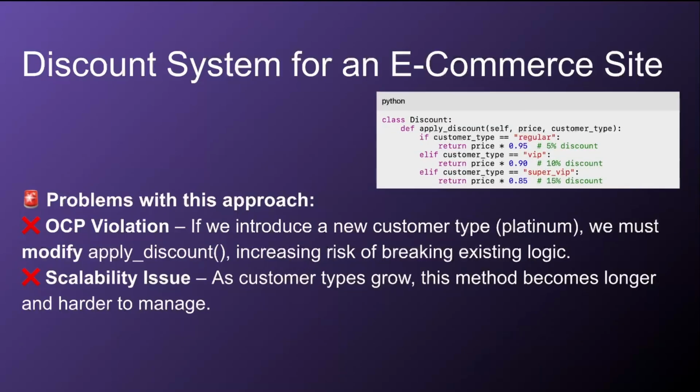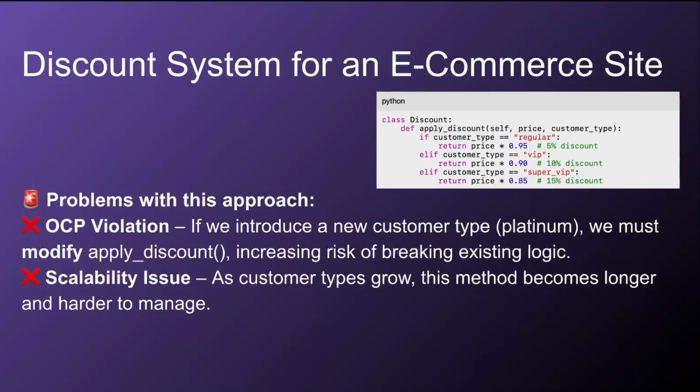So, problems in this approach. First of all, it's a clear violation of OCP. The reason is that, suppose we introduce a new customer type, platinum. Now we need to modify this apply_discount method and add an elif, customer type equal to platinum. So it is modifying the existing Discount class and the existing apply_discount method, and it can obviously increase the risk of breaking existing logic, which was all tested earlier.